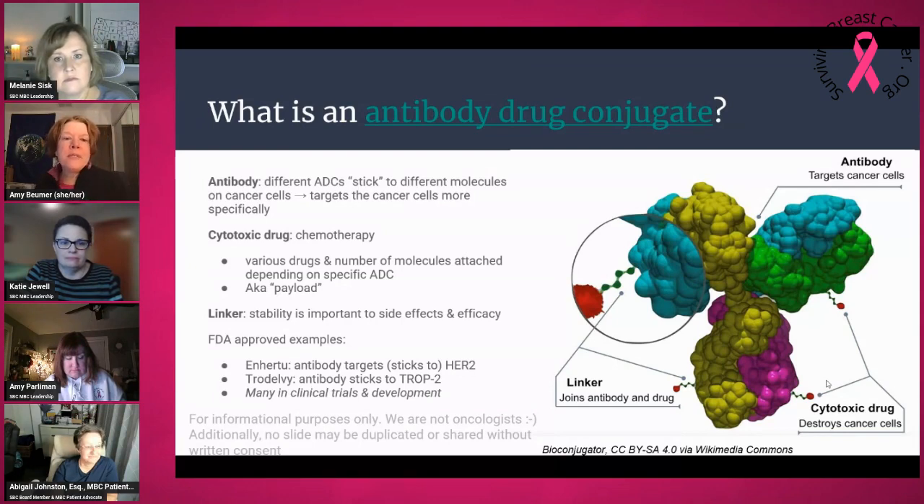So FDA approved examples are Enhertu. We talked about Trodelvy. So the antibody sticks to TROP2, but with Trodelvy, you don't have to have a test for TROP2. It's been approved for hormone receptor positive, HER2 negative, and also metastatic triple negative breast cancer. So that's really important, as again, there are many in clinical trials and development. And we're going to talk about two clinical trials really quickly that were presented at SABCS.